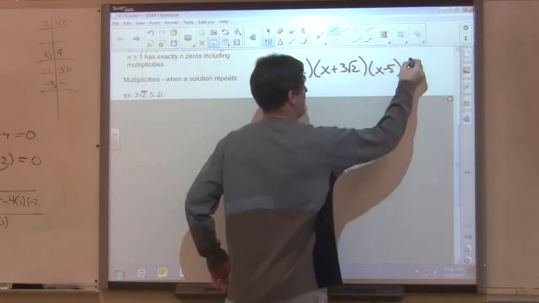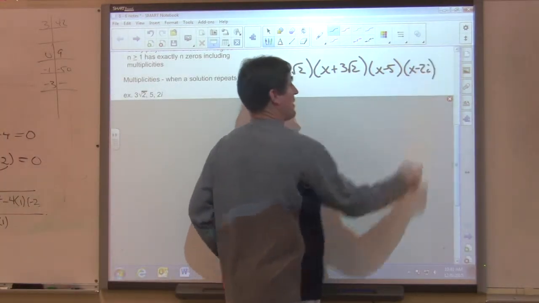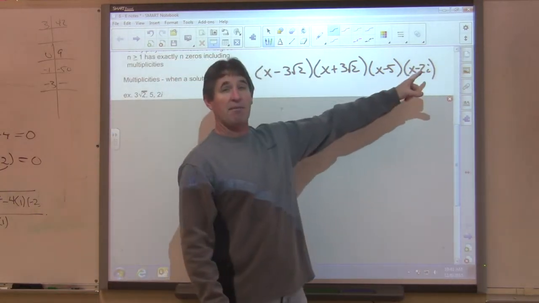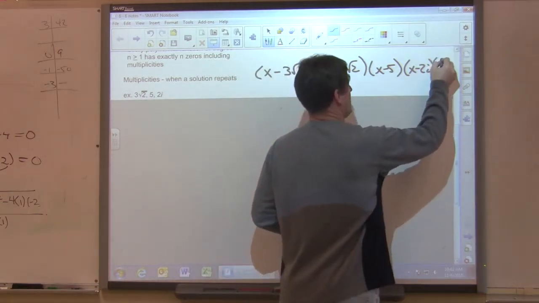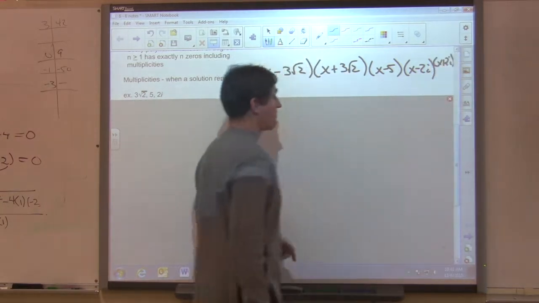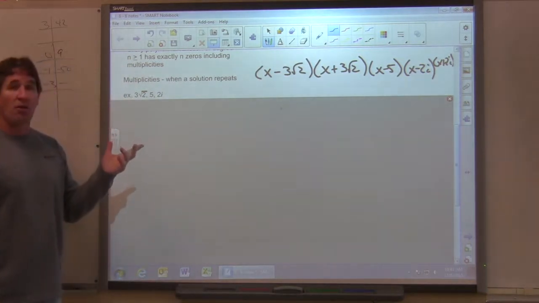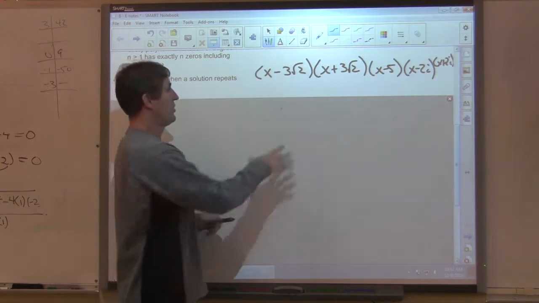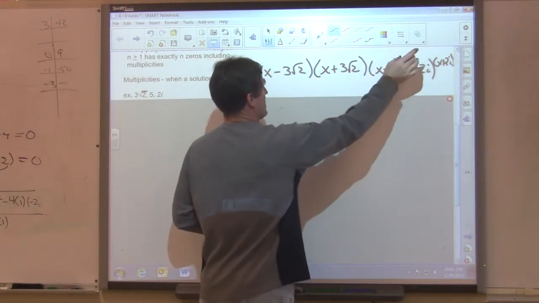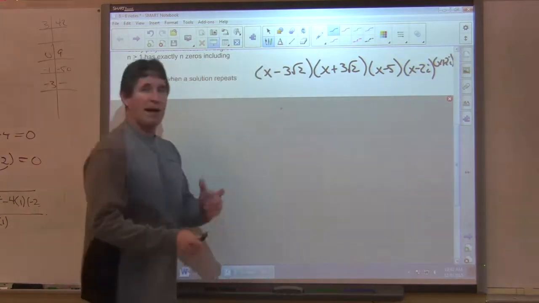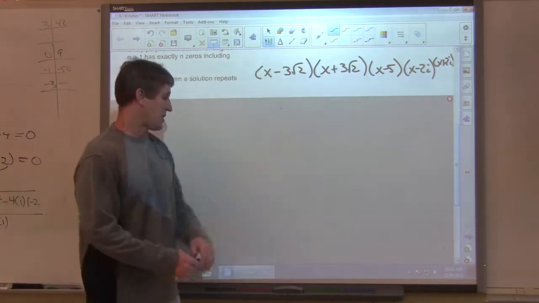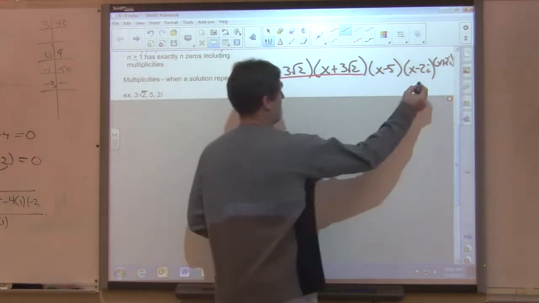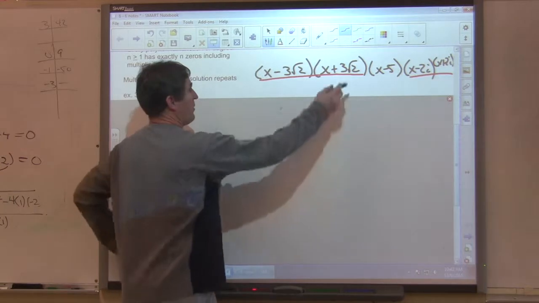And then it gives us 2i. So that would be x minus 2i. But again, just like when we have an irrational number, if we have an imaginary, remember, we have to have the conjugate. So we'd have x plus 2i. And so to find the polynomial now, we're going to have to multiply this together. Now, you could multiply these two, and then multiply by this, and then multiply by that. But my suggestion is, anytime you have conjugates, multiply those together first. So I would multiply this together, and then I would multiply those together before I worried about the x minus 5.